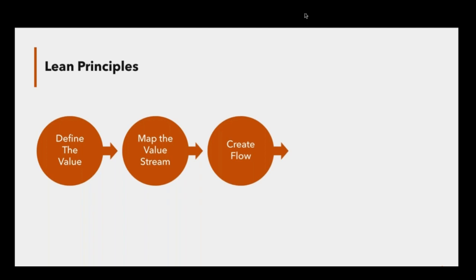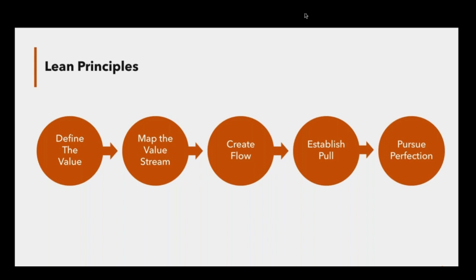The next thing that we do is we create flow. And we do that by removing impediments that are stopping that value from reaching our customer. So such things as roadblocks or bottlenecks or things like that. And then we move to establish pull. And pull is just really fancy talk for being able to have the material or the customer or the service, or whatever it is that we're looking for, available when we want it, versus having all of the stuff rushing towards us.